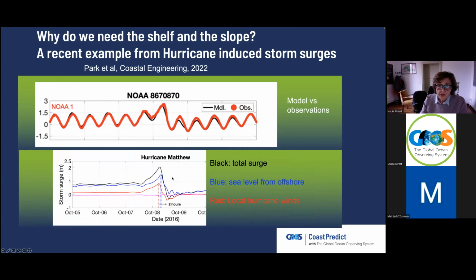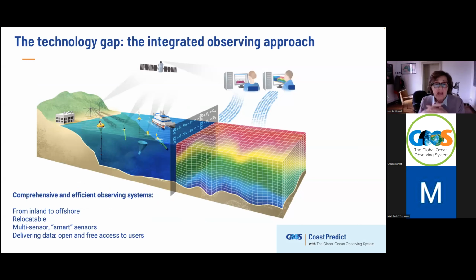And here we have a result that is interesting. The total surge is in black, the sea level from offshore, meaning from changes in the Gulf Stream and other signals due to the track of the hurricane when it is still far from the coast. And then local hurricane winds is the red. And you can see that in this area, the offshore is extremely important to get the surge. So we need to have a concept that includes this sea level from offshore, which means extending to the shelf and the slope. So the technology gap is to have an integrated approach.